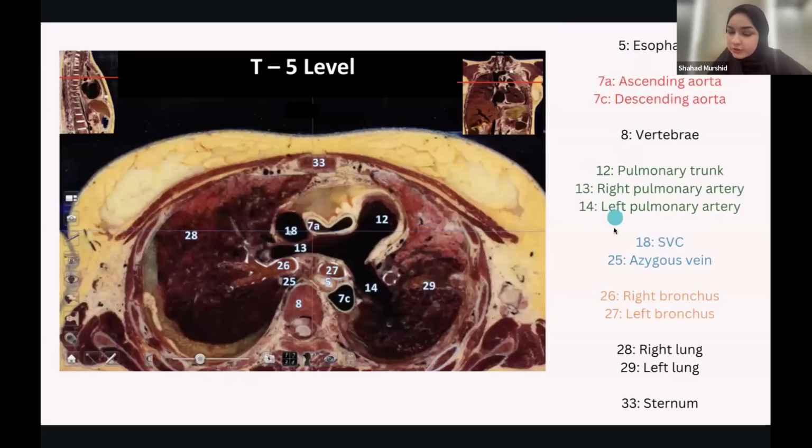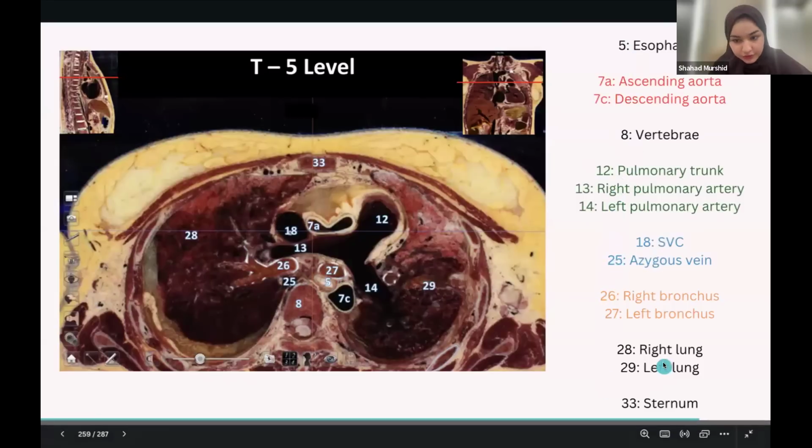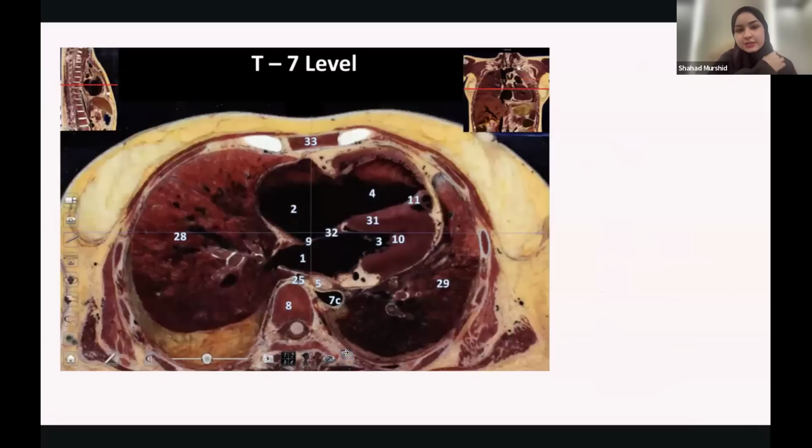So yeah, we covered this, we covered that, we covered everything. Okay. And then you have the sternum and the vertebrae. Now we have the last level for this section. We have T7. So T7 is when you're actually going to start seeing the heart. So the most anterior structure. So let's look at this.